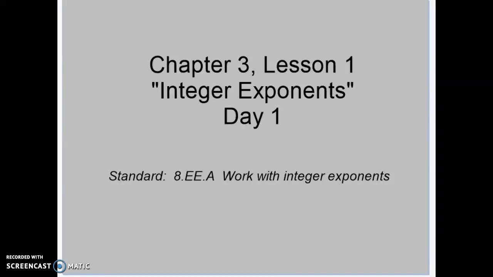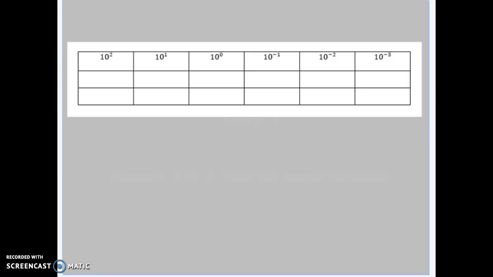Today we're going to focus our attention on Chapter 3, Lesson 1, in which we're going to introduce ourselves to integer exponents. You should have a note sheet that goes along with this video, so please make sure you're filling out the note sheet as you go through the video. Feel free to pause at any time if you need to do that as well.